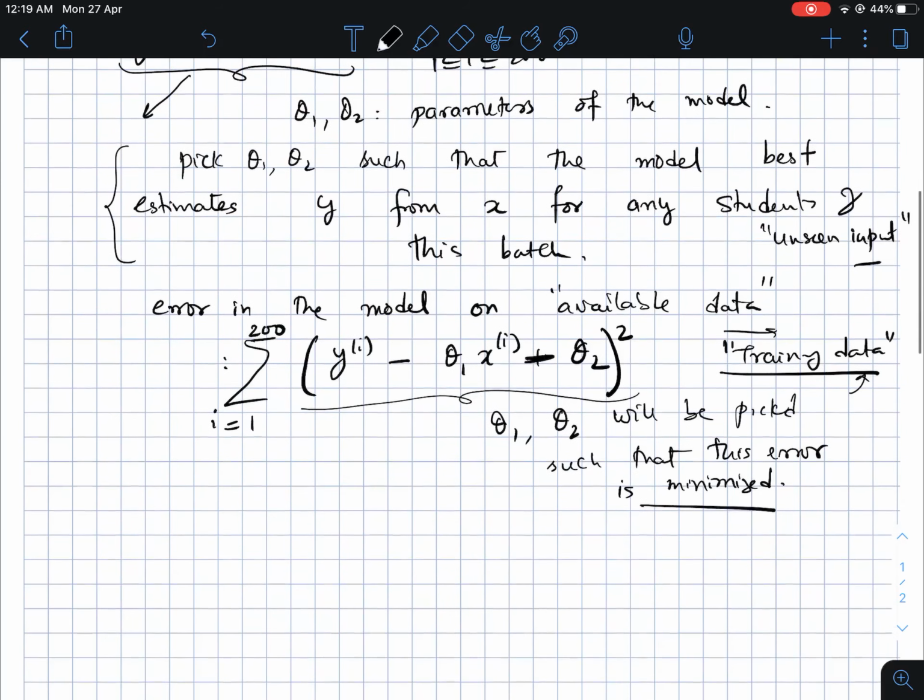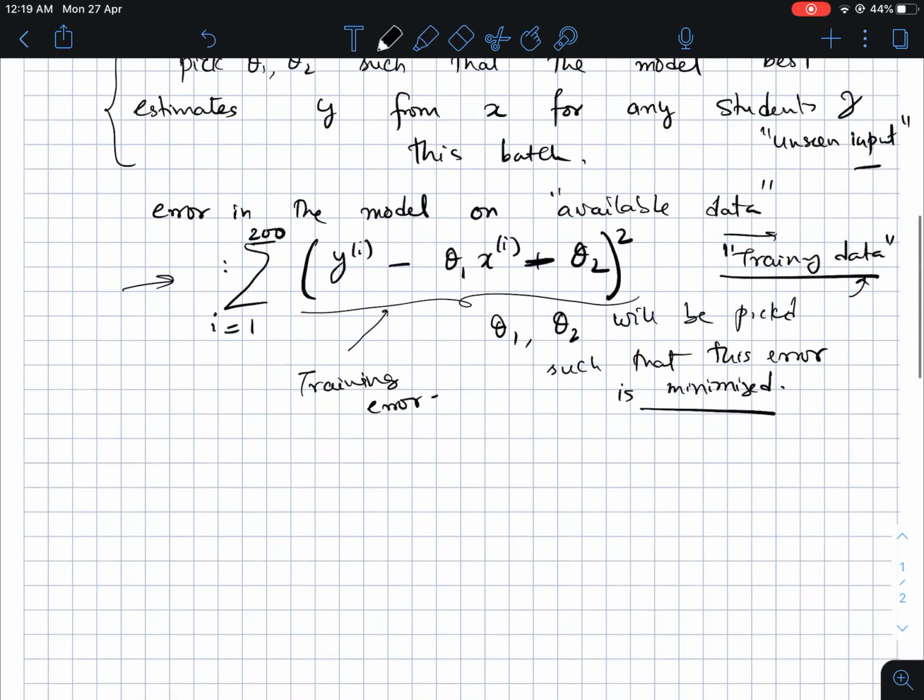So what you are trying to do is minimize the training error, and you are hoping that the similarity of the training inputs to the unseen inputs would also mean that this error will be small even on the unseen inputs. That's the fundamental idea. All these concepts you will go through in detail, or most of you might have already gone through in detail in a machine learning course.